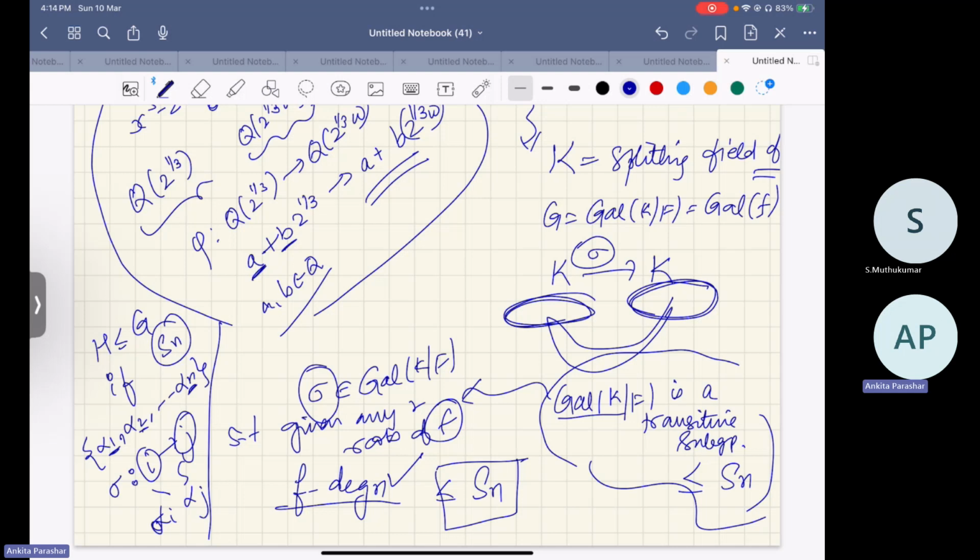All right, so therefore, whenever you have F irreducible, you can always make sure that this is a splitting field.